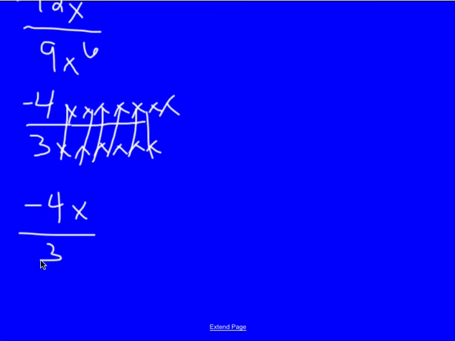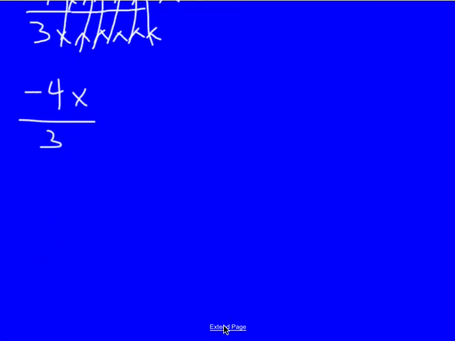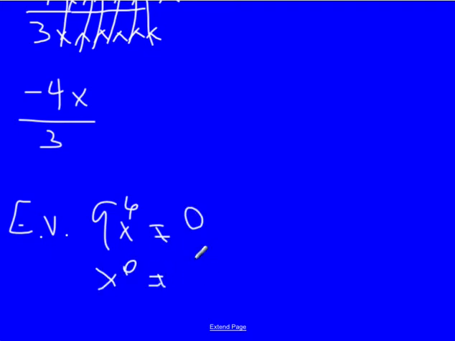So let's go ahead and take a look at our excluded value. So for our excluded value, we get that 9x to the 6th cannot be equal to 0. Well, 9's never going to be equal to 0, so we just need to worry about when x to the 6th is going to be equal to 0, and that's simply when x is equal to 0. So our excluded value is that x cannot be 0.